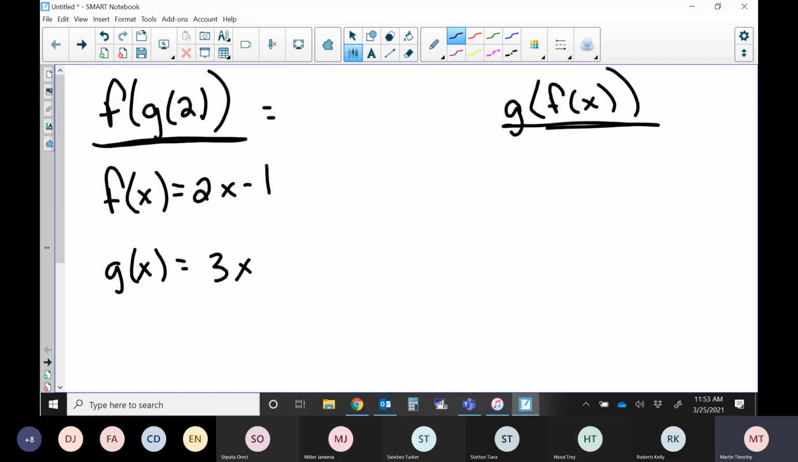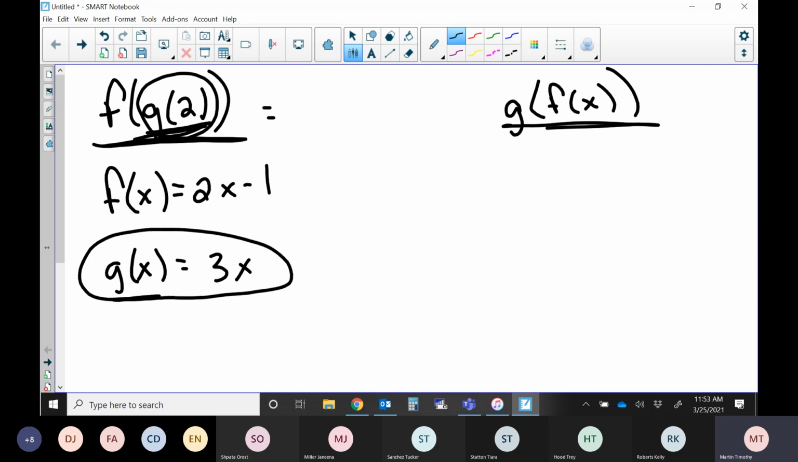All right, so what you should have done is this tells you you're supposed to work on the inner one first. So you're supposed to put g at 2. That means you're going to look right here. And you're going to go, okay, g at 2 is instead of 3x, it's going to be 3, call the timeout, pull the x out, and put the 2 in its place. So g at 2 is really equal to 6.